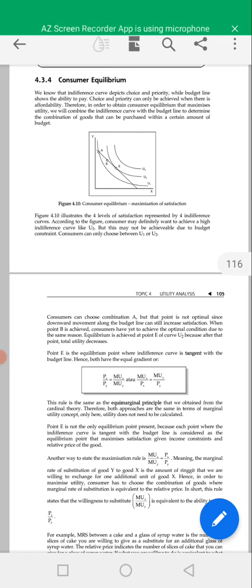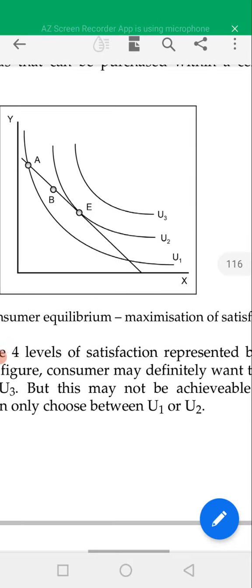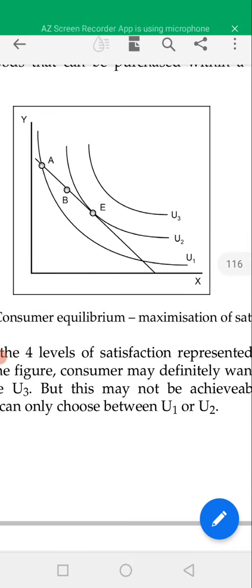Remember that the consumer always loves to be on the highest indifference curve. But the budget line limits you from going beyond a certain level of indifference curve. For example, here we have indifference curves U1, U2, and U3. Obviously the consumer would love to be on U3, which is the highest, but they cannot be there because it's beyond their ability to pay, which is the budget line. So it is unattainable. The consumer can choose U1, but the consumer desires the highest, so the highest indifference curve attainable is U2.